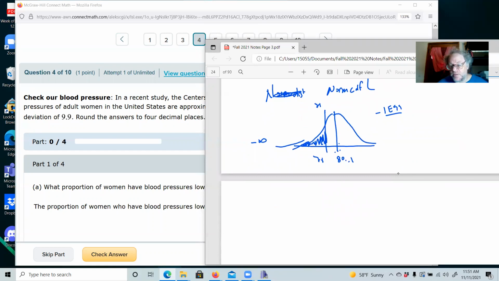Okay, so I'm going to do norm CDF, with a ridiculously low blood pressure, 0. I guarantee you, people with 0 blood pressure have bigger issues than hypertension. We're going to go up to 71. Now we have 80.1 and 9.9. Okay, so we get a calculator.